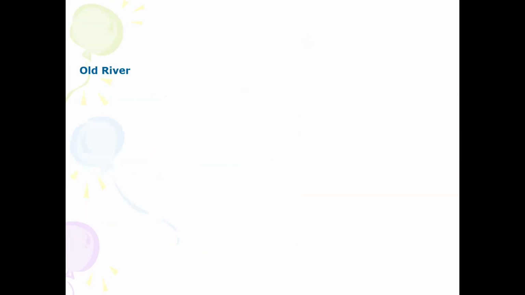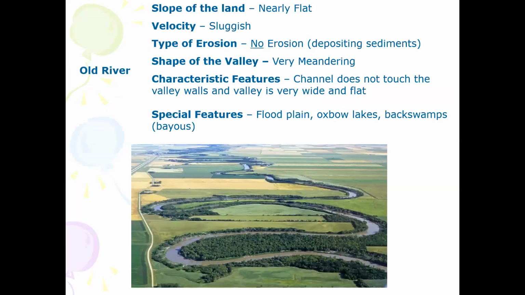Then we get to an old river, okay? What does an old river look like? Well, an old river is nearly flat. Look at this land. I don't see mountains anywhere in sight, and that's because they've been completely eroded away, completely pulverized by the agents of erosion, and now we have an almost flat area.